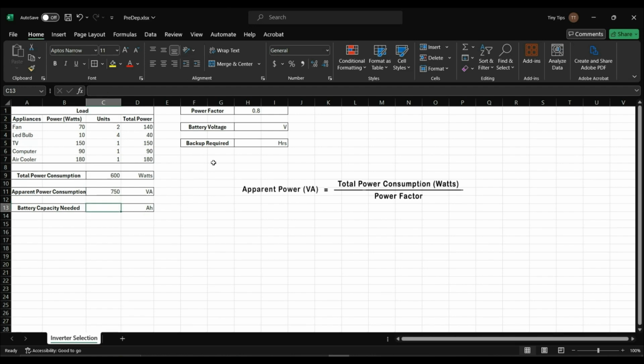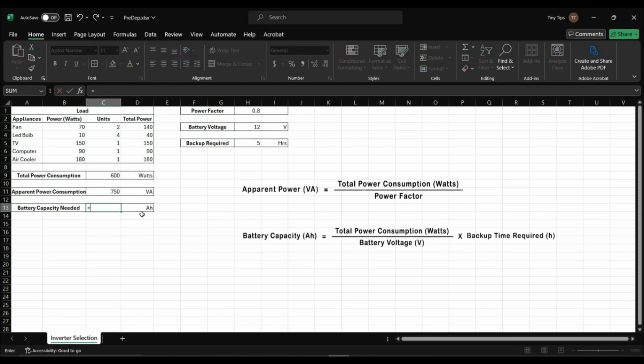We are considering the battery voltage to be 12 volts. Suppose, we require the battery to provide a backup of 5 hours on a full electrical load of 600 watts. So the battery capacity needed will be calculated as equal to total power consumption divided by the battery voltage, the whole multiplied by the backup time required in hours. This will give us the battery capacity in ampere hours.